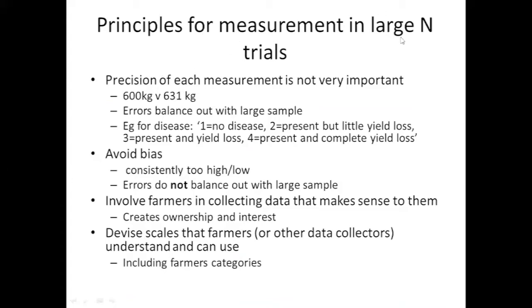So, now some more principles for measurement in large N trials. The first one is the precision of measurement is not very important. So for example, if I say the yield on this plot was 600 kilograms or 631 kilograms, the difference doesn't matter. Small errors like rounding to the nearest 100 kilograms, that's fine, because when we have a large sample, those errors sort of balance out.